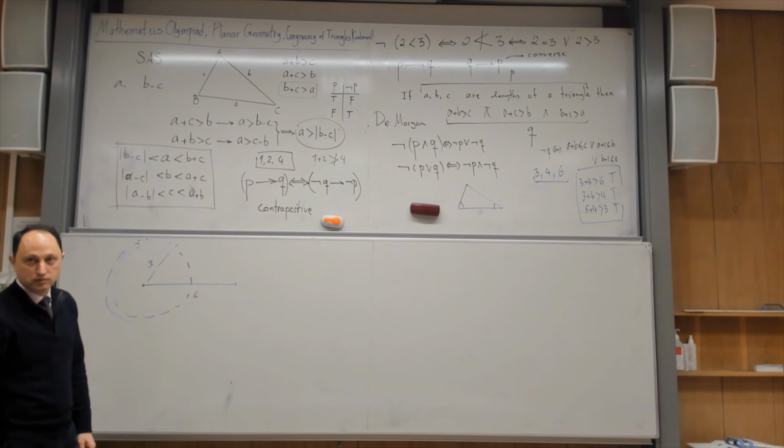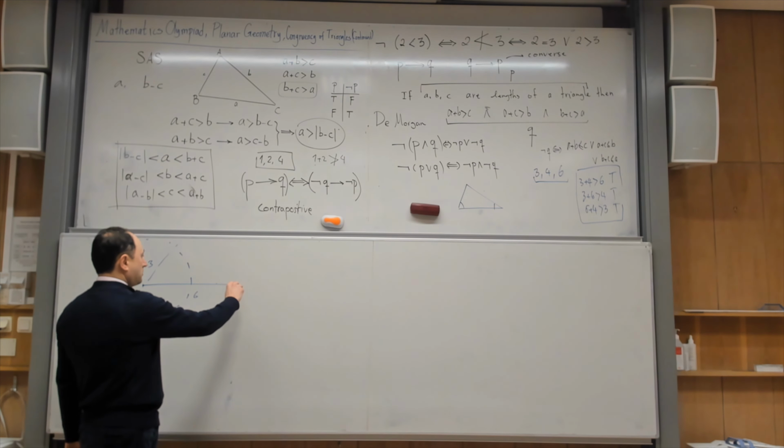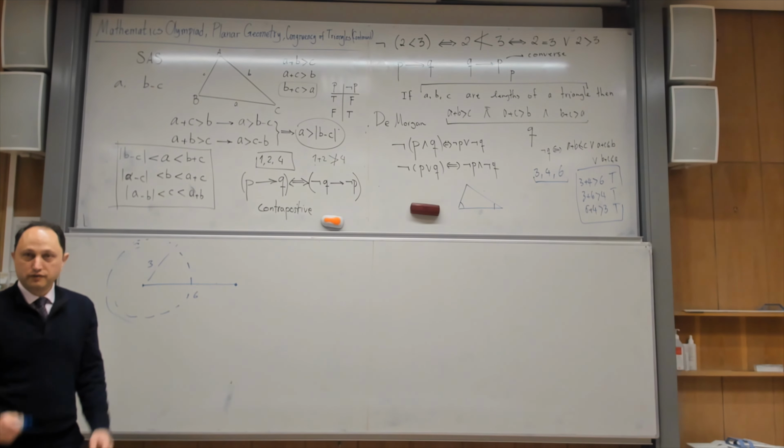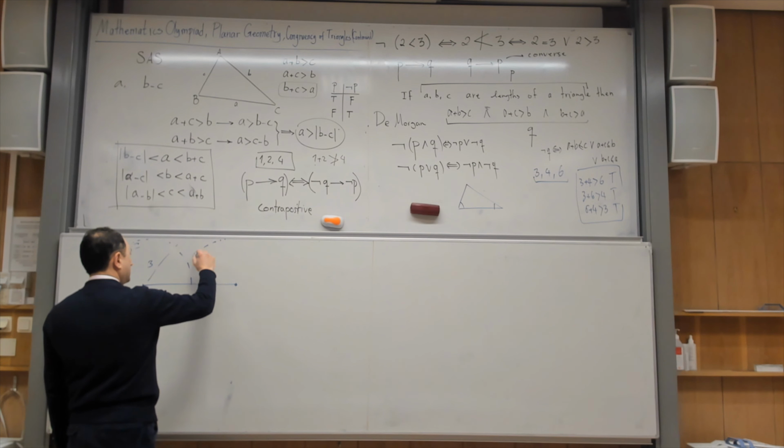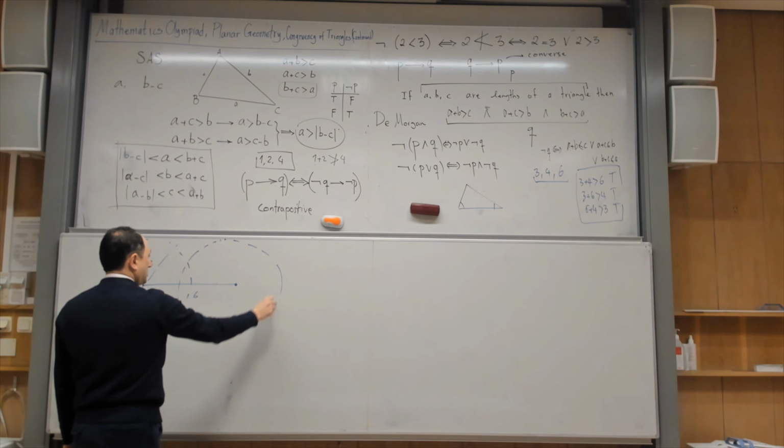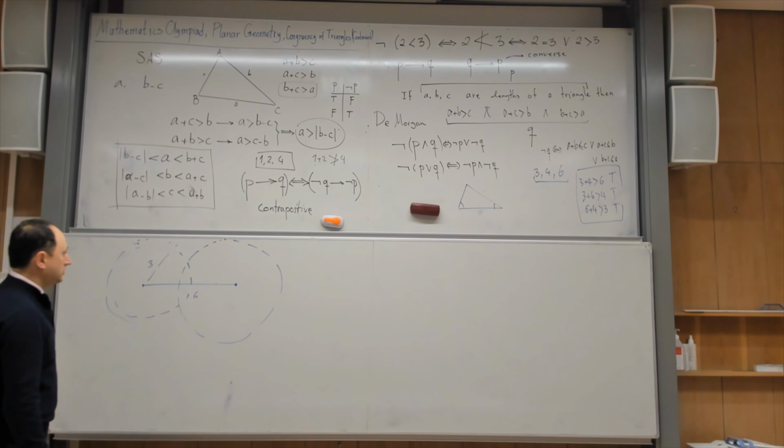And then what do you do? You take the needle of the compass and put it here, and this time open it 4 centimeters, yes? And draw another circle. So, what happens for these 2 circles?